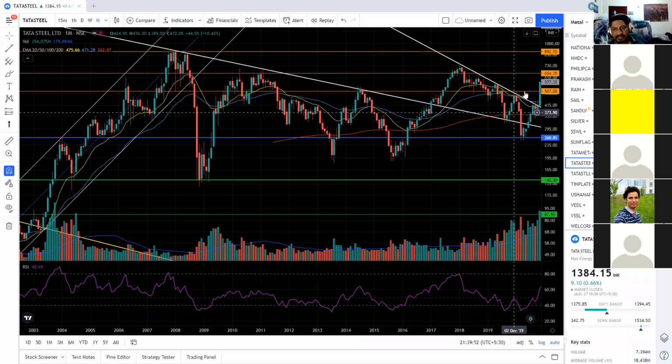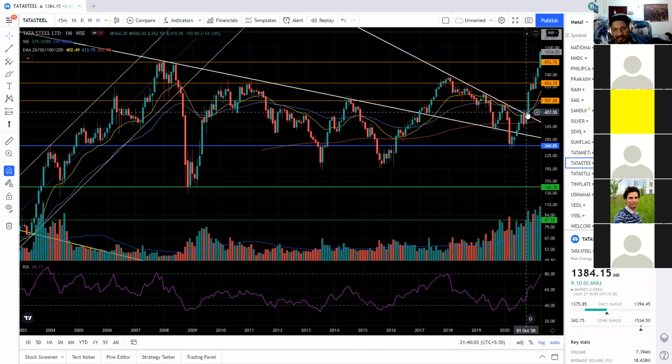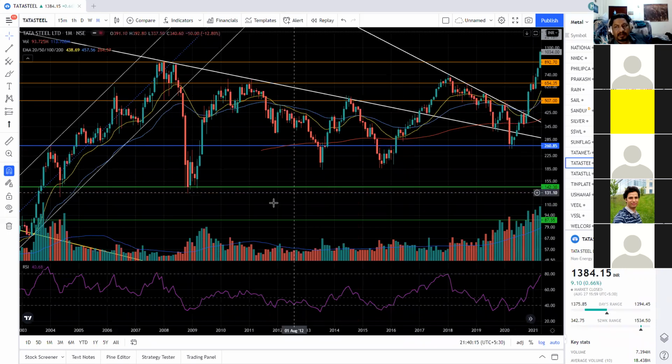So after this trend took a reversal, and this particular area, before this candle when it started, look at the price in this particular zone. Price has crossed, took the support at 200 months, took the reversal and crossed all the EMAs.